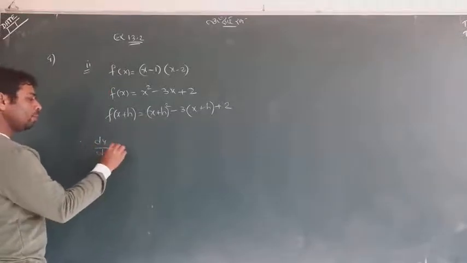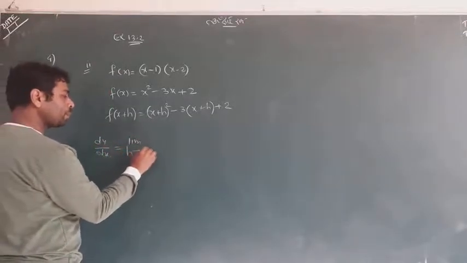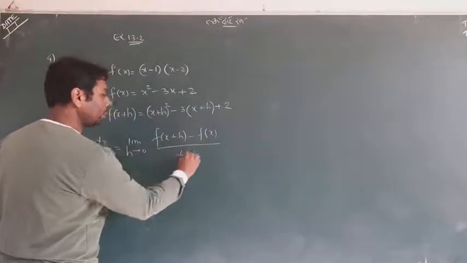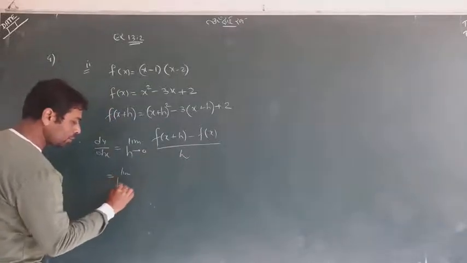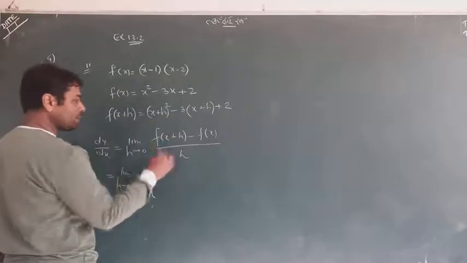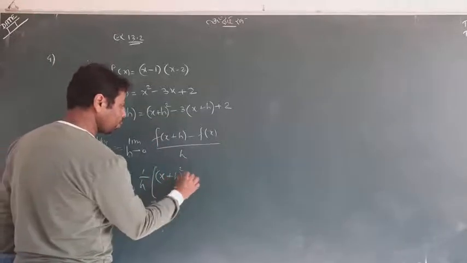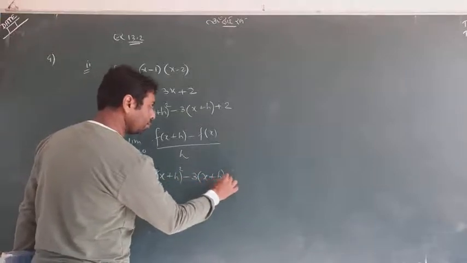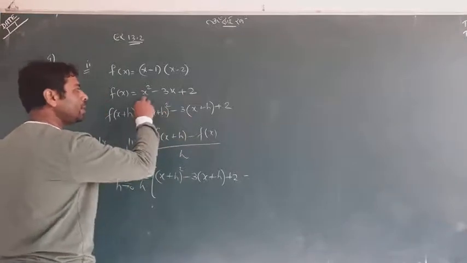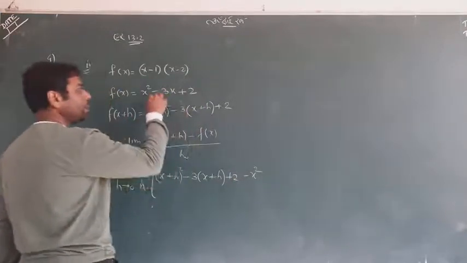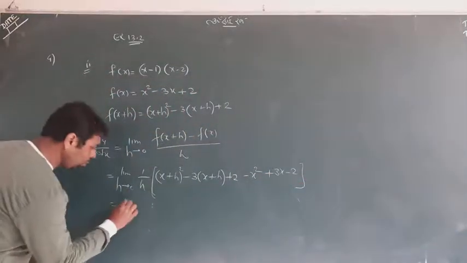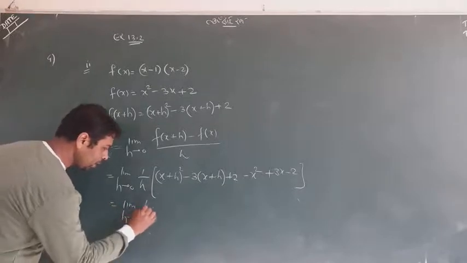Now you know the formula of first principle: f of x plus h minus f of x upon h, and put the values. This is 1 by h outside. f of x plus h is this one, and f of x is this one, so it is a minus sign. I will change all the signs here: x squared plus 3x minus 2. Now, it is 1 by h.